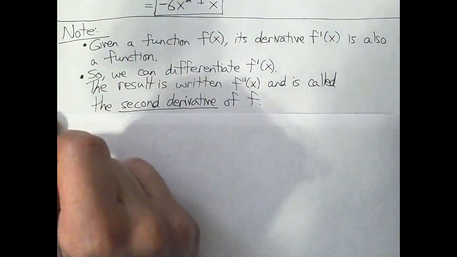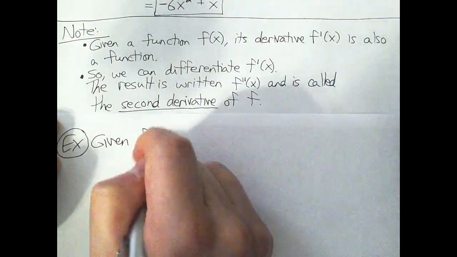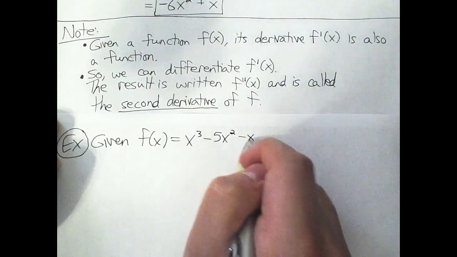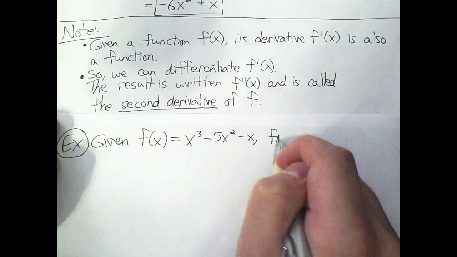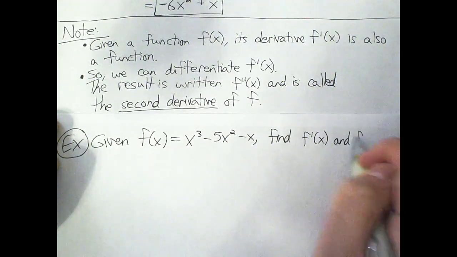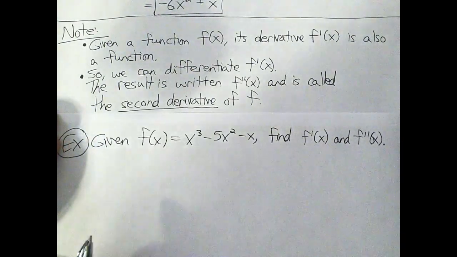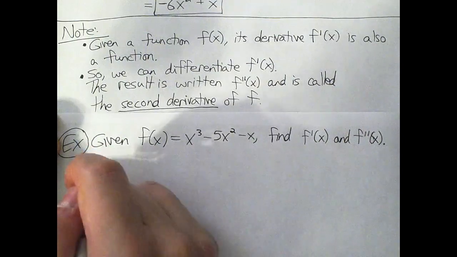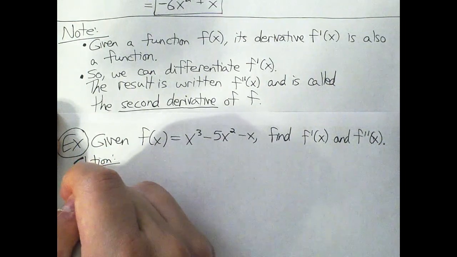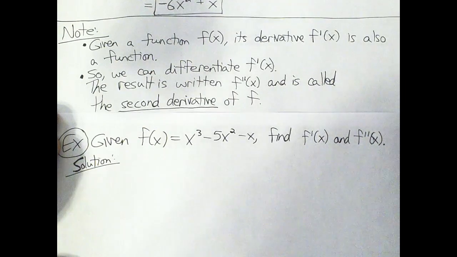Here's an example. Suppose we're given f of x equals x cubed minus 5x squared minus x. And I'll do this one for us. We're going to find f prime of x and f double prime of x. So this is a type of problem that you could see in this section. Besides just the problems that say find the derivative, you could get a problem that says find the second derivative.